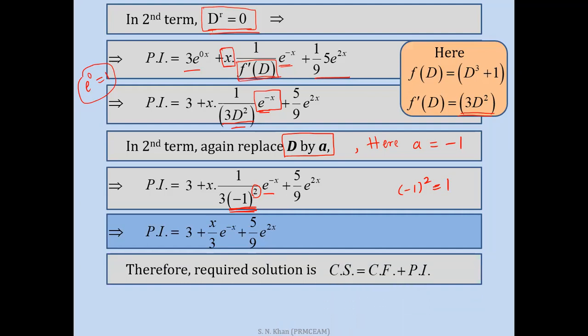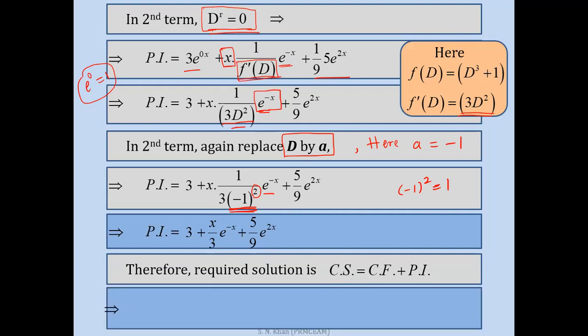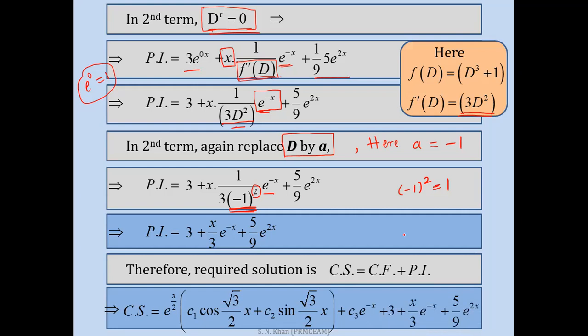It is CS equal to CF plus PI. Therefore, CS equal to. First, we have to substitute here value of complementary function, jo ki humne already calculate kiya hai. So here in this problem, value of CF, it is e to the power x by 2 into c1 cos root 3 by 2 x plus c2 sin root 3 by 2 x plus c3 into e to the power minus x. It is value of CF and plus value of PI. So PI ka value 3 plus x by 3 into e to the power minus x plus 5 by 9 e to the power twice x. And this is the final required solution of given differential equation.